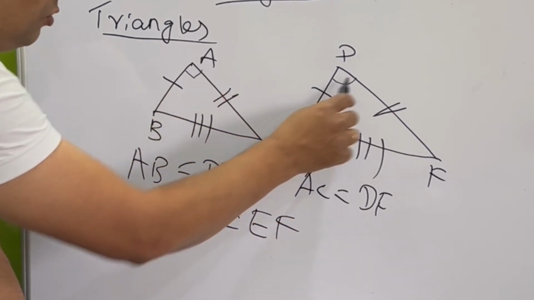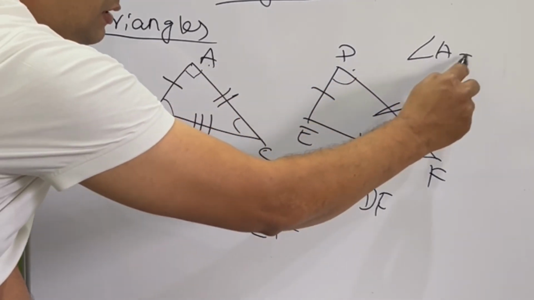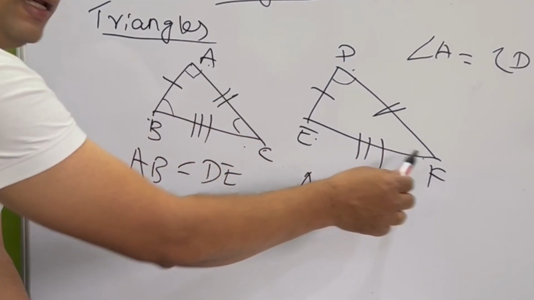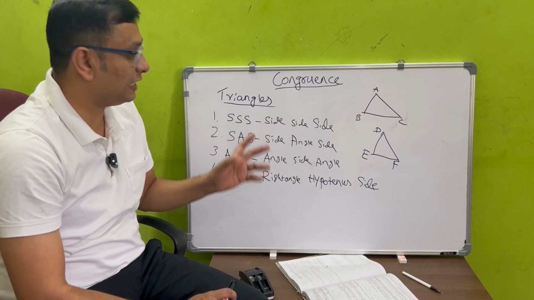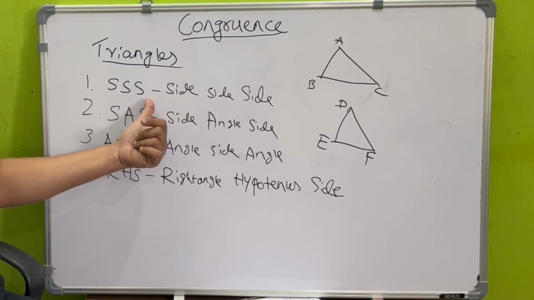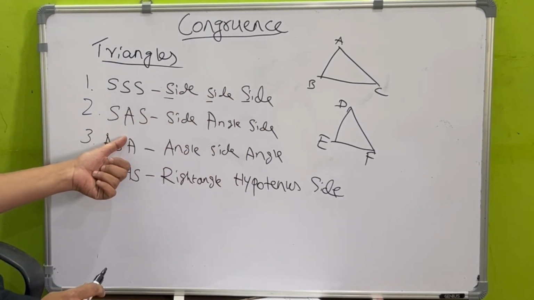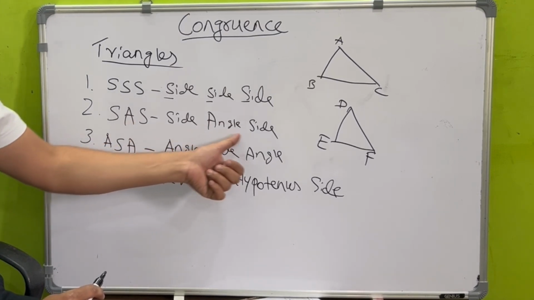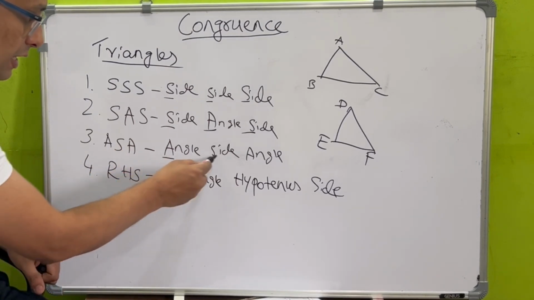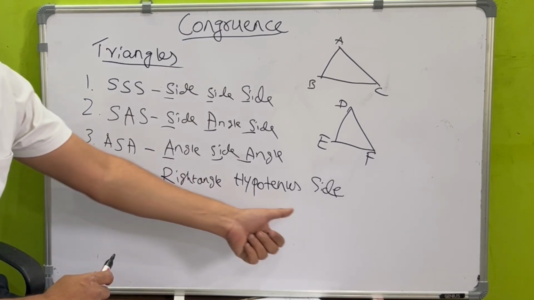Even the angles remain the same. Angle A is equal to angle D. Similarly angle B is equal to angle E, and angle C is equal to angle F. Now let's see the four different cases in congruence of triangles. First, SSS, that means side, side, side. Second, SAS, side, angle, side. Third, ASA, angle, side, angle. And fourth is RHS, right angle, hypotenuse, side.